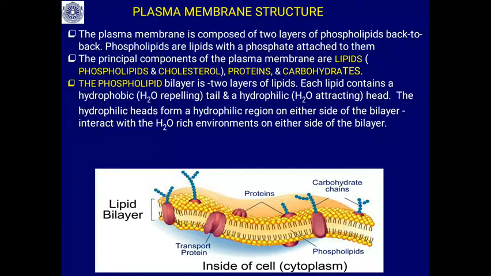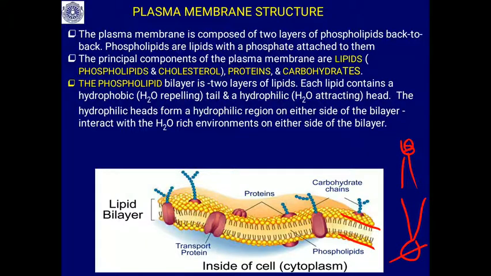The plasma membrane is composed of two layers of phospholipids back to back. You will be able to see this is one layer of phospholipids and this is the second layer of phospholipids, back to back. You can see the phospholipid molecule in this form. This is the polar region, you will find the polar head, and these are the non-polar fatty acid tails. So, that is how they are arranged back to back.